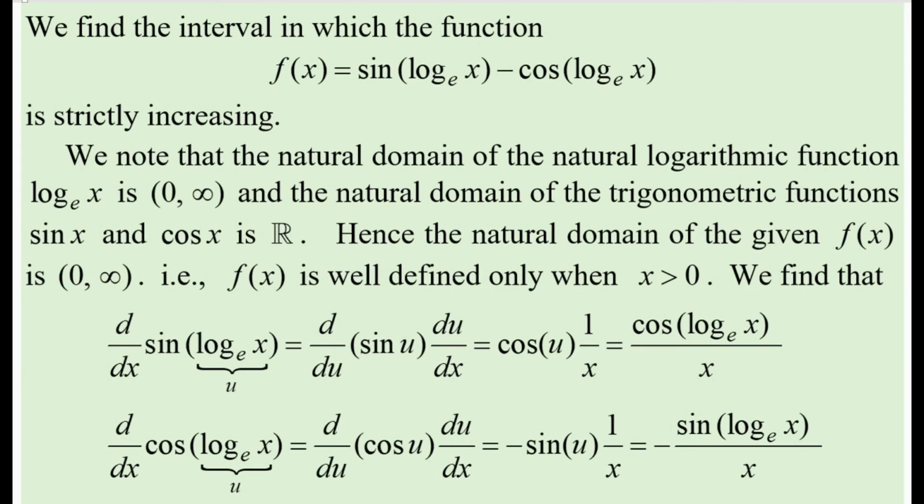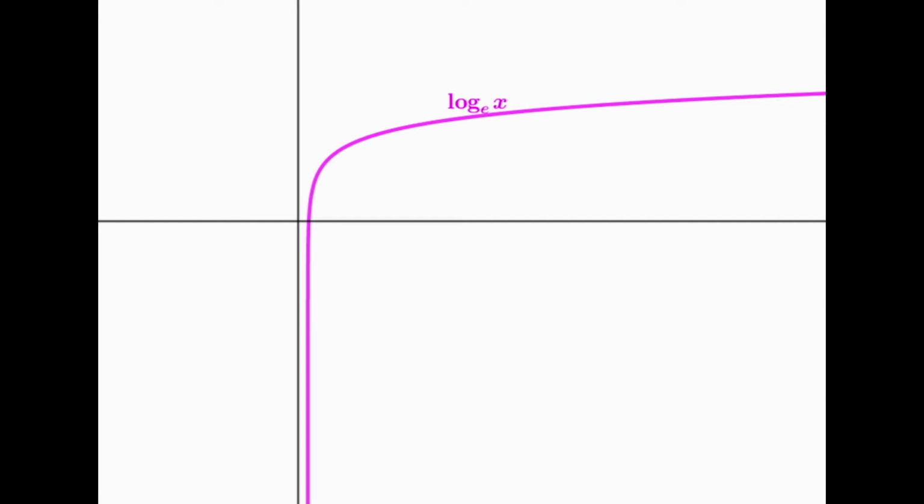As another example, we find the interval in which the function f of x is equal to sine of log x minus cos of log x is strictly increasing. Here log x is the natural logarithmic function because its base is given as e, and we know that the natural domain of the natural logarithmic function is the open interval 0 to infinity. The graph of log x is shown in the figure. By looking at the figure, you can also see that the open interval 0 to infinity is the natural domain, and the image of the logarithmic function is the entire real line.